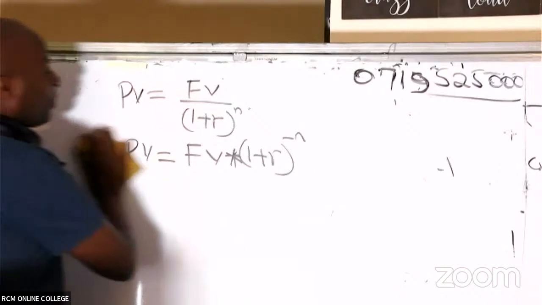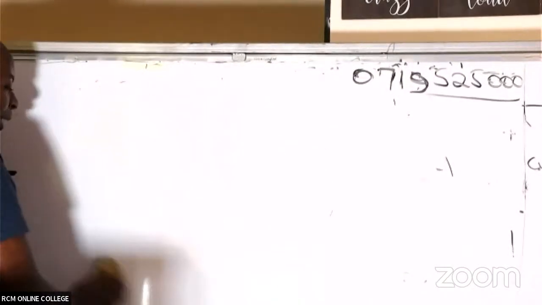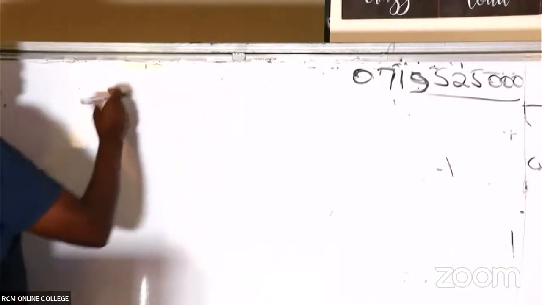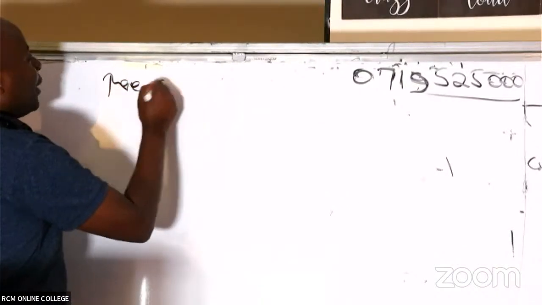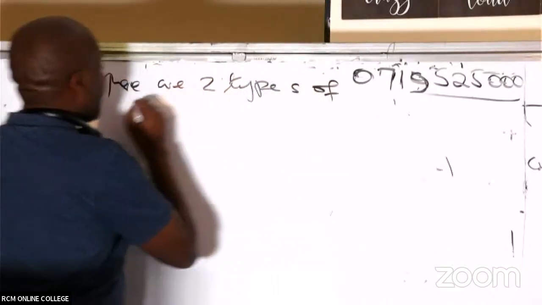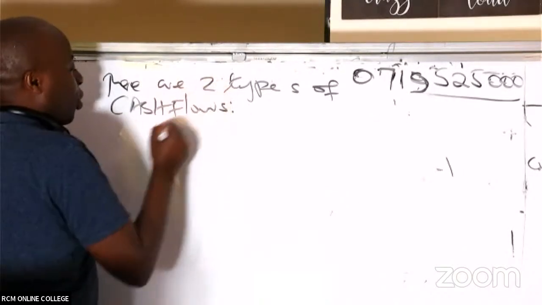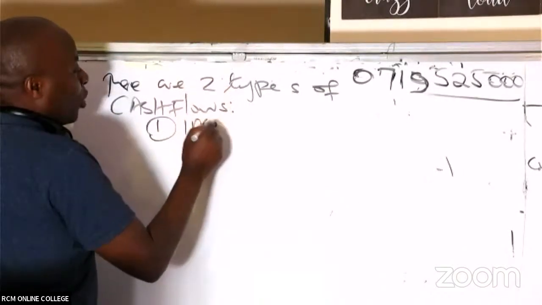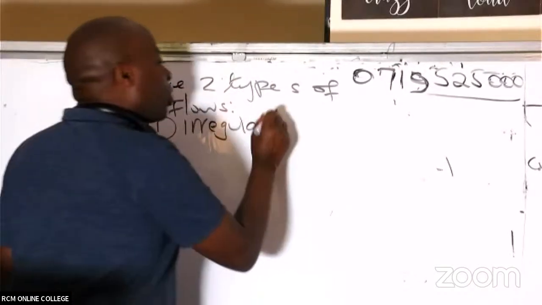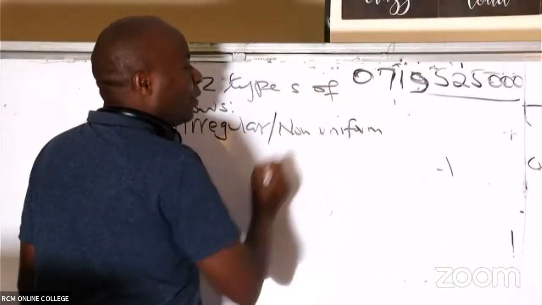This tells us, ladies and gentlemen, that we have got 2 types of cash flows. Once you understand this, then you are good to go. There are 2 types of cash flows. Number 1, we have what we call irregular. Irregular is also known as non-uniform.